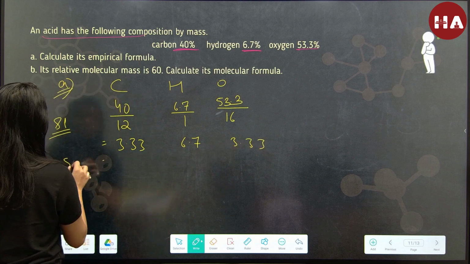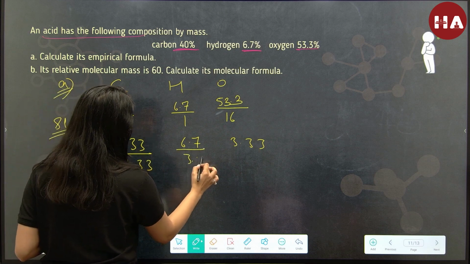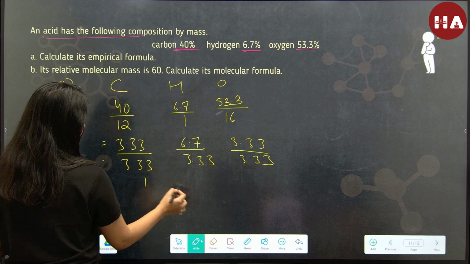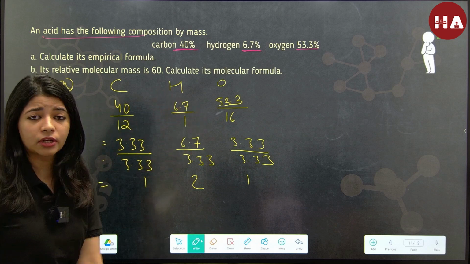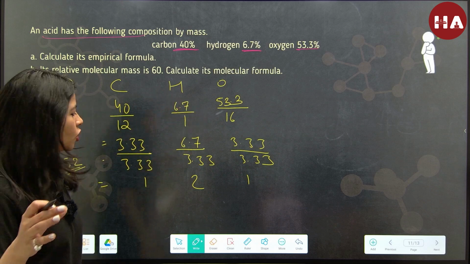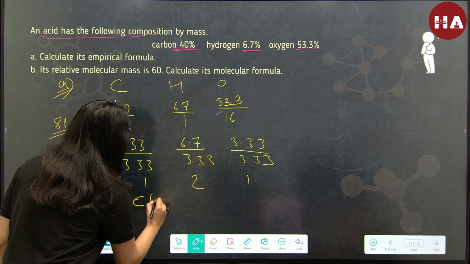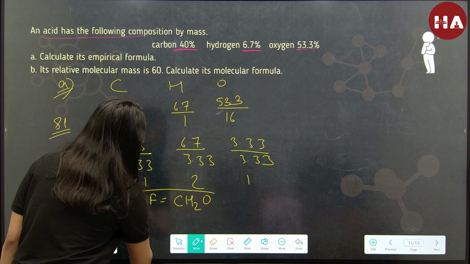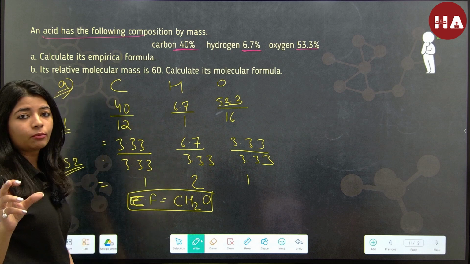Now step 2, dividing by the smallest number. 3.33 is the smallest over here. This will come out to be 1:2:1, right? So I can say that carbon, hydrogen and oxygen are present in the simplest ratio of 1:2:1, right? So the empirical formula will come out to be CH2O. Okay, this is the empirical formula. I am writing EF, you have to write empirical formula, make sure.